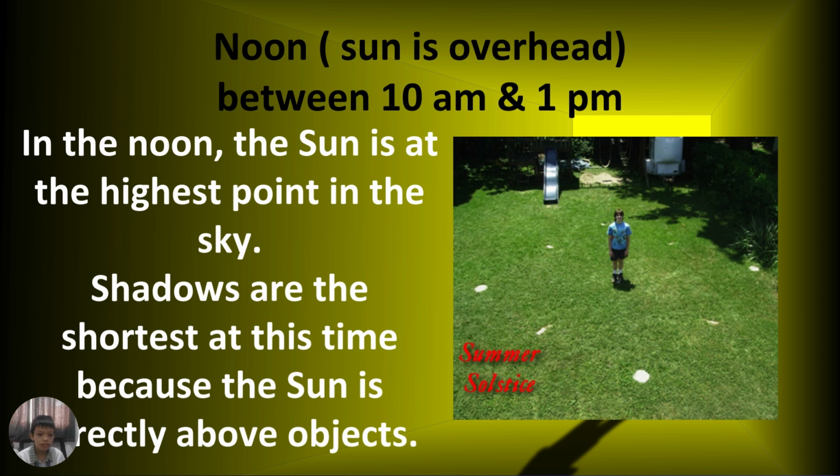Noon. The sun is overhead between 10 a.m. and 1 p.m. At noon, the sun is at the highest point in the sky. Shadows are the shortest at this time because the sun is directly above objects. For example, if you stand outside at noon, your shadow will be small and right under your feet. This happens because the sun is shining almost straight down at you.